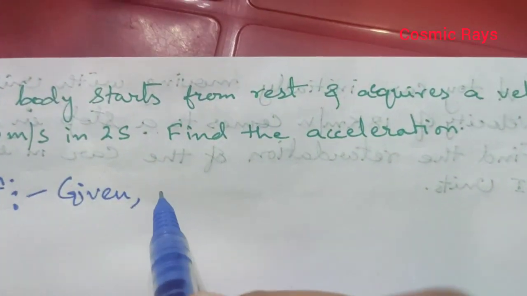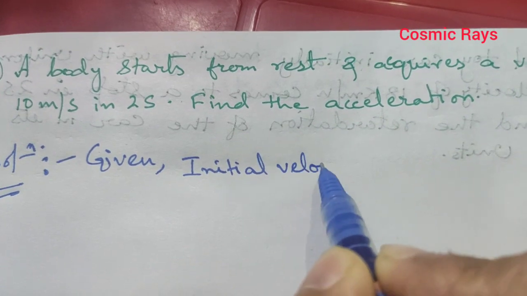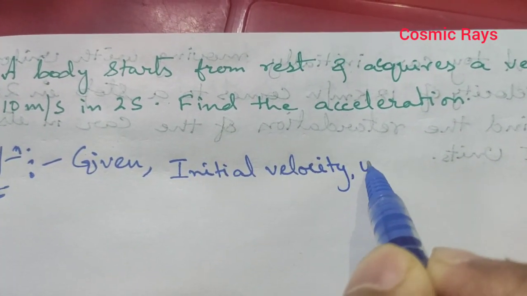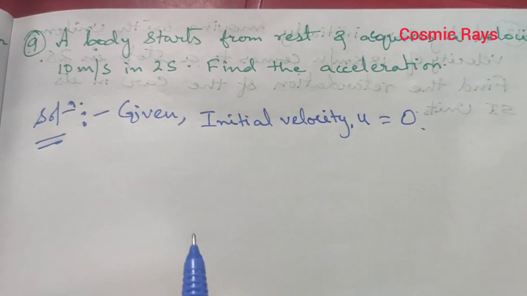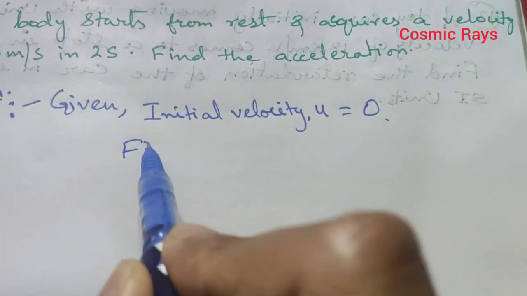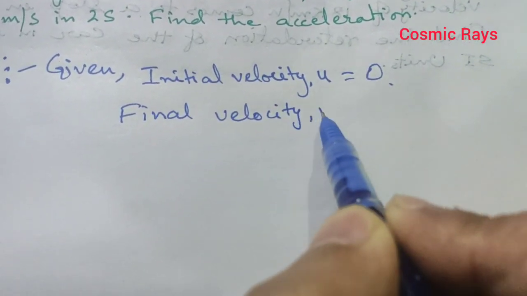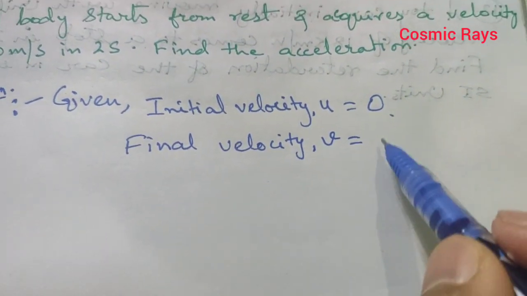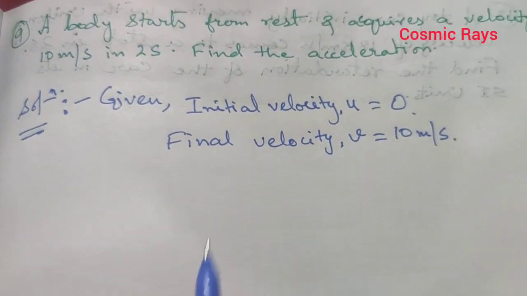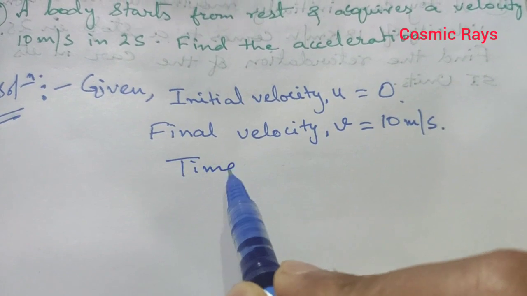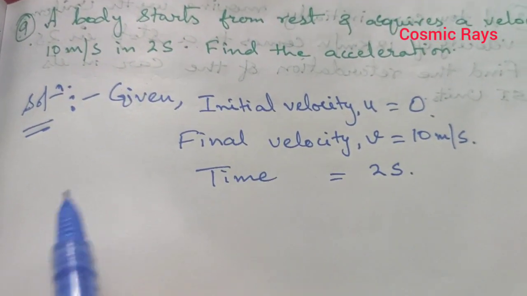That means initial velocity, that is u, is 0, and acquires a velocity 10 meter per second. That means our final velocity v becomes 10 meter per second, and the time is 2 seconds. So we have to find the acceleration.